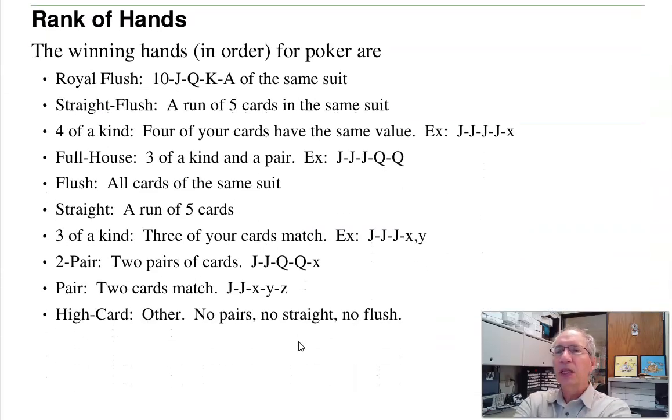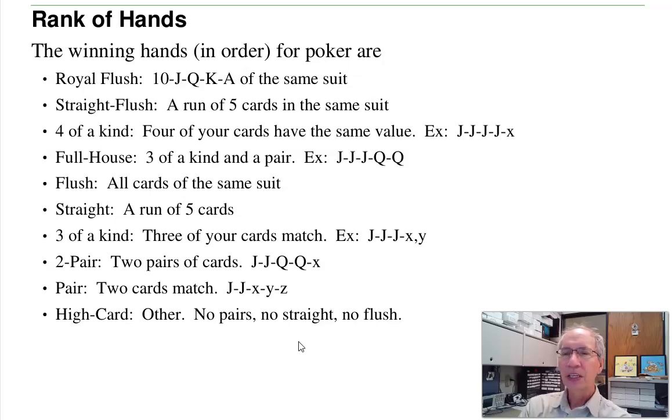Now in poker, the rank of hands are as follows. The best hand you can get is a royal flush. That's the 10, jack, queen, king, ace of the same suit. Followed is a straight flush. That's a run of 5 cards in the same suit. That's both a straight and a flush. Next is 4 of a kind. That's like 4 jacks and an off card. Full house, I've got 3 of a kind and 2 of a kind. So for example, 3 jacks and 2 queens would be a full house.